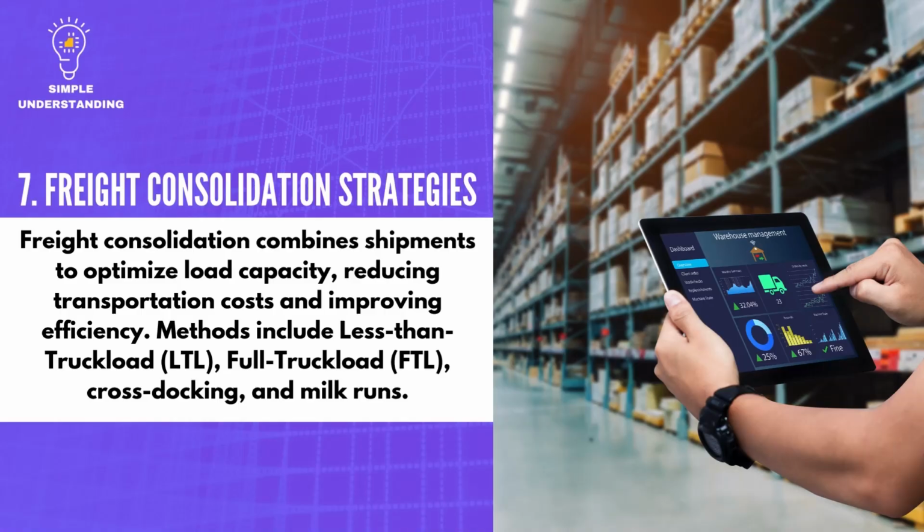7. Freight consolidation strategies. Explanation. Freight consolidation combines shipments to optimize load capacity, reducing transportation costs and improving efficiency. Methods include less-than-truckload (LTL), full truckload (FTL), cross-docking, and milk runs.